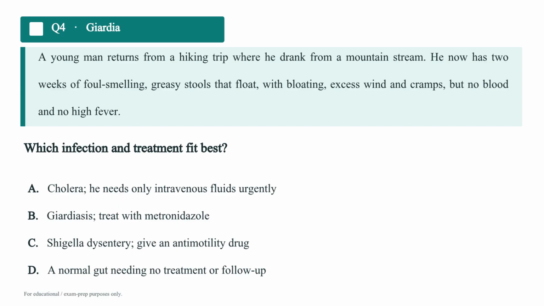Option A, cholera. He needs only intravenous fluids urgently. Option B, giardiasis. Treat with metronidazole. Option C, Shigella dysentery. Give an antimotility drug. Option D, a normal gut needing no treatment or follow-up. Pause here and choose your answer.